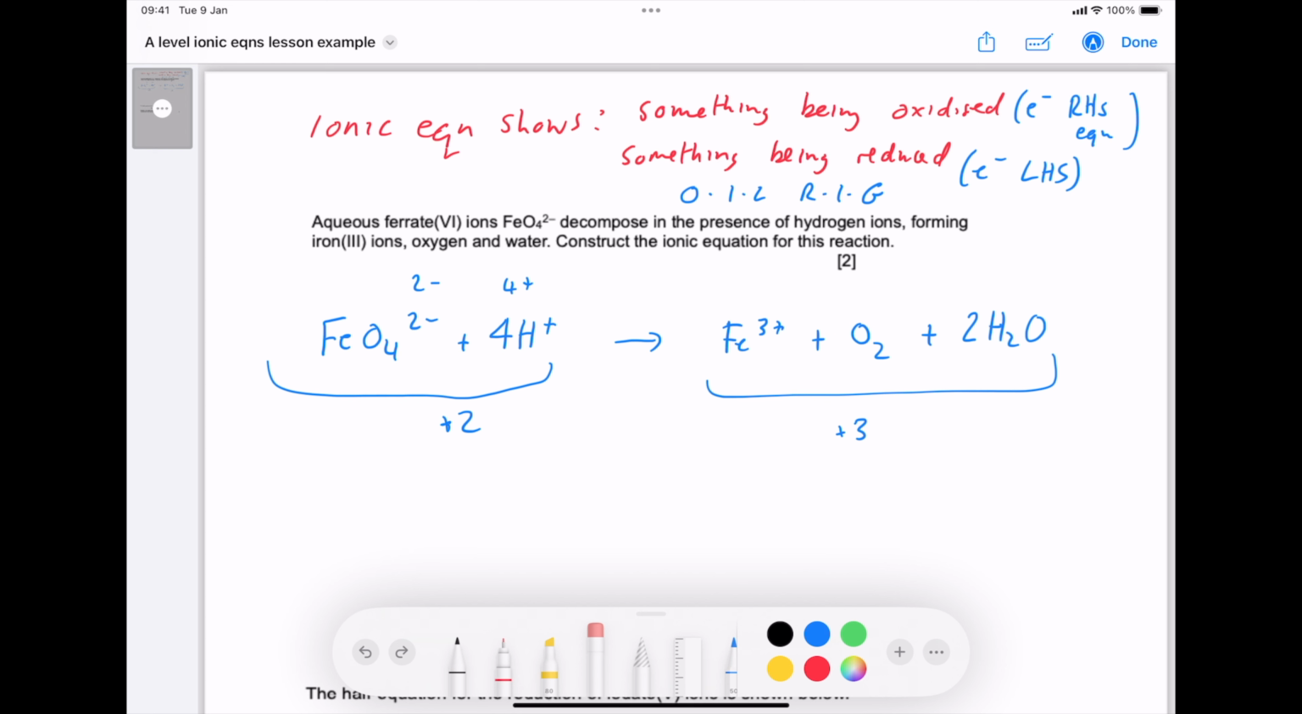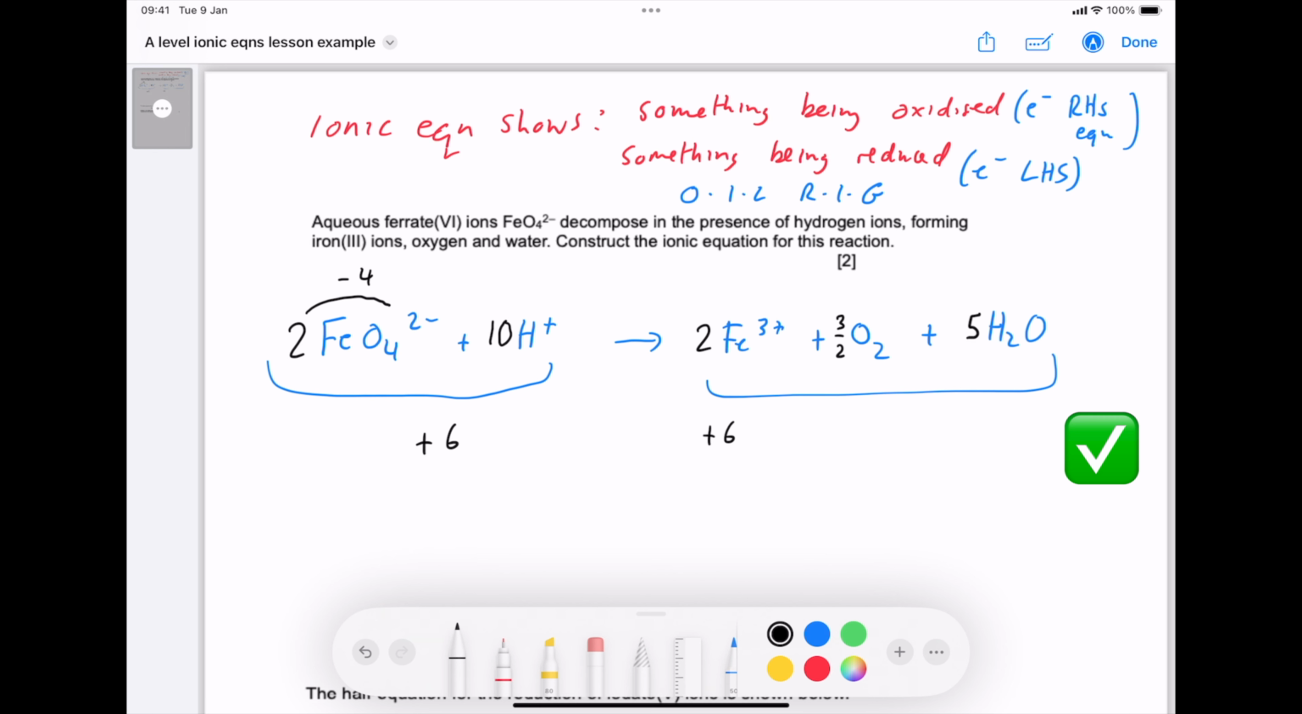To get these charges to balance on each side, we need to try different stoichiometric balancing numbers before each species in the equation. So now we have our final answer: 2 FeO4 2- plus 10 H+ goes to 2 Fe3+ plus 1.5 O2 plus 5 H2O. So not only is it atom balanced, that would be your first tick, check that, it is also charge balanced as well. Let's get on to the second part now.